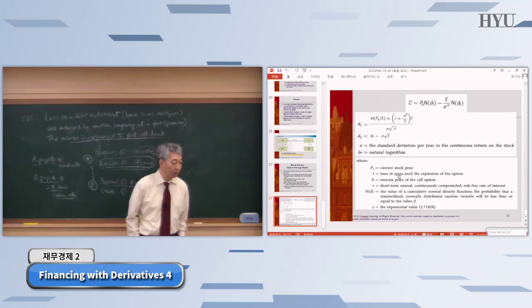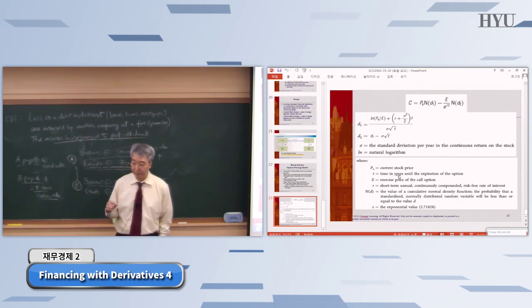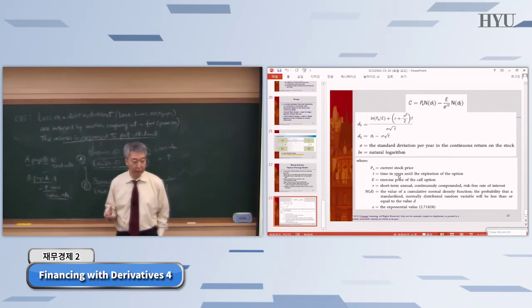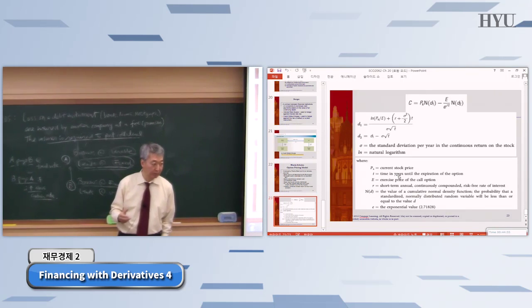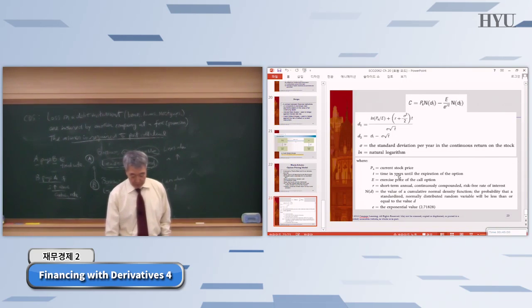So if your option has 6 months remaining until expiration, it's going to be 0.5, right? If you have 3 months remaining until expiration, that's going to be 0.25 year. Okay. All right, and D2 is D1 minus sigma square root of T.